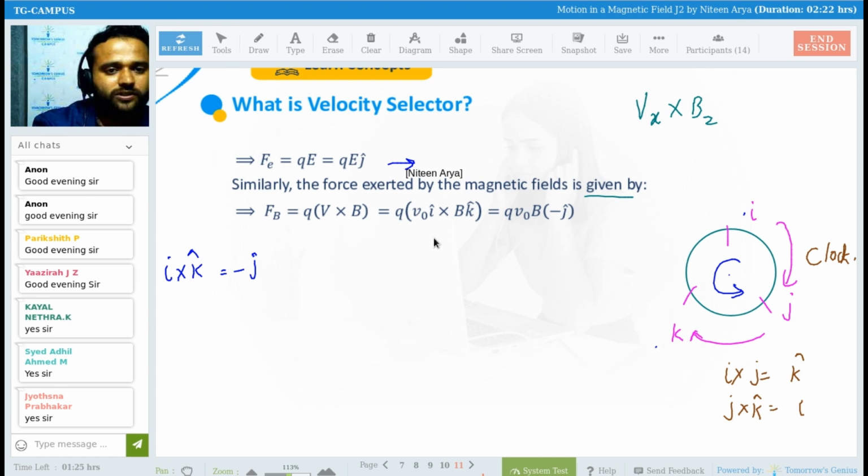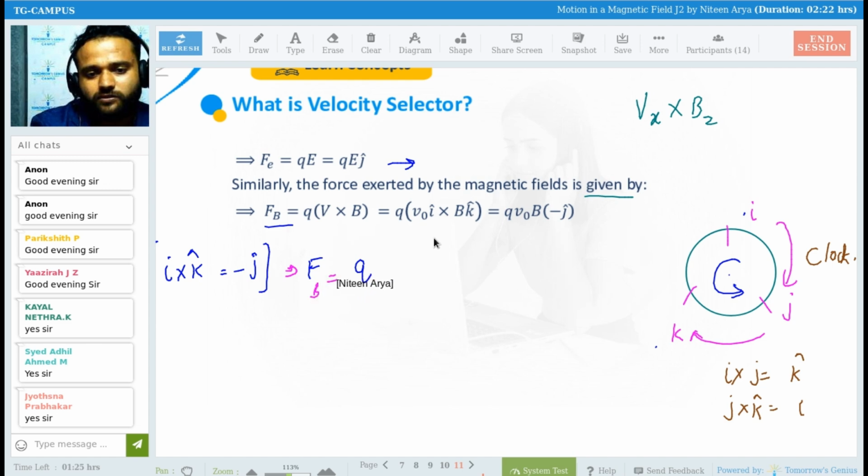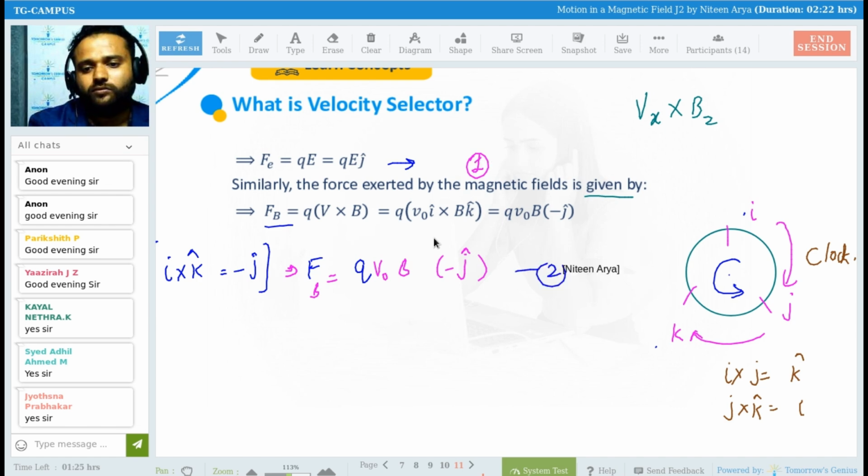So this is the electrostatic force QE, which is in the J direction, and FB, the magnetic force. Keep that aside. FB equals Q V naught B in the negative Z direction. This is equation number 1 and this is equation number 2. Clear? Now you can see that one force is in the positive J direction and one is in the negative.